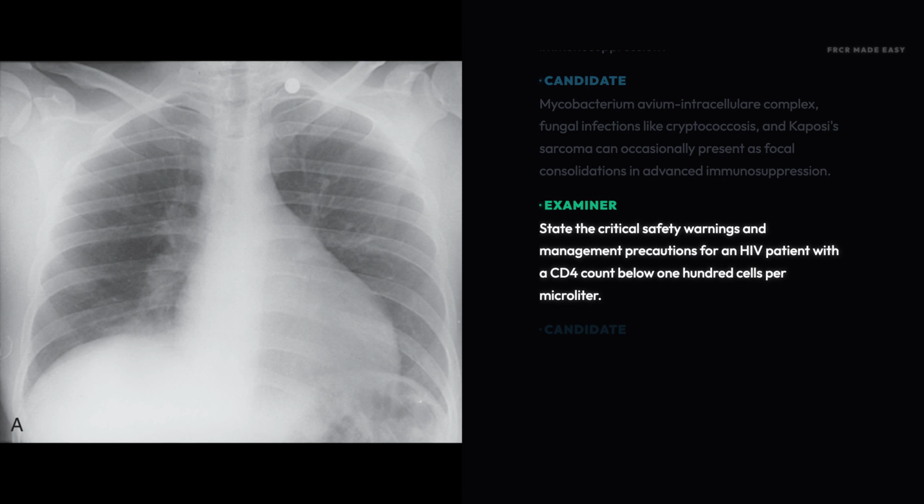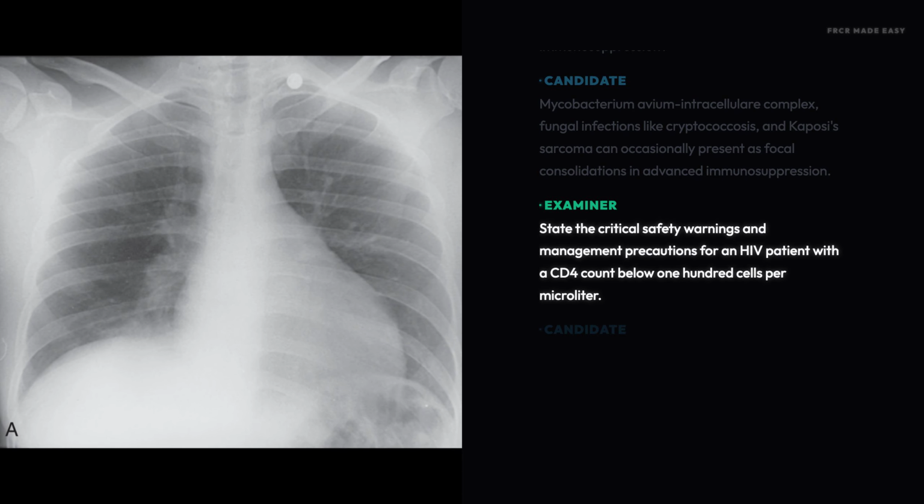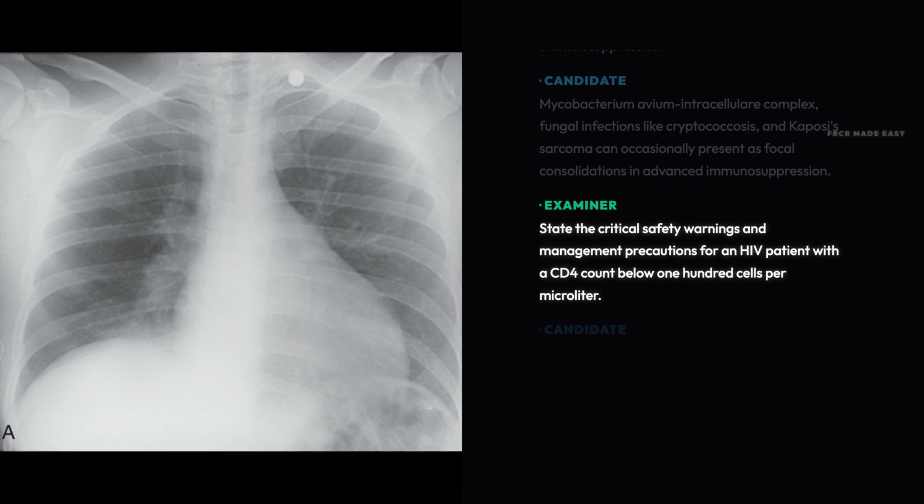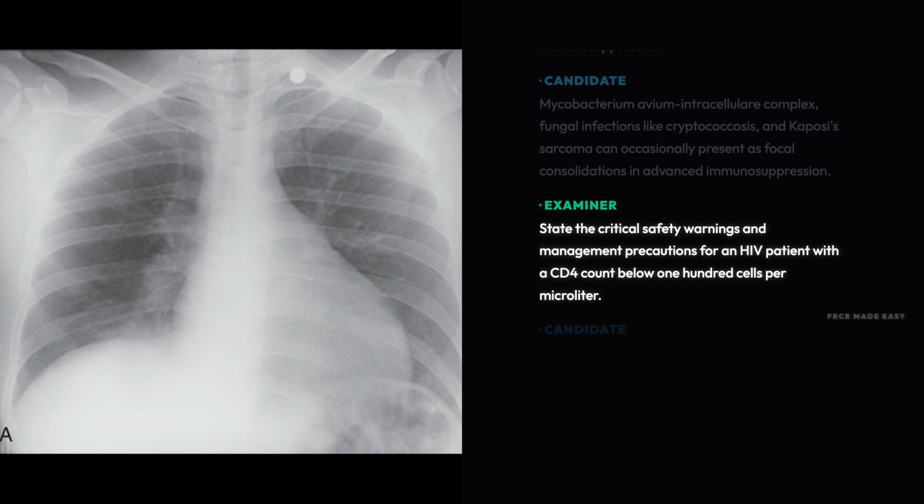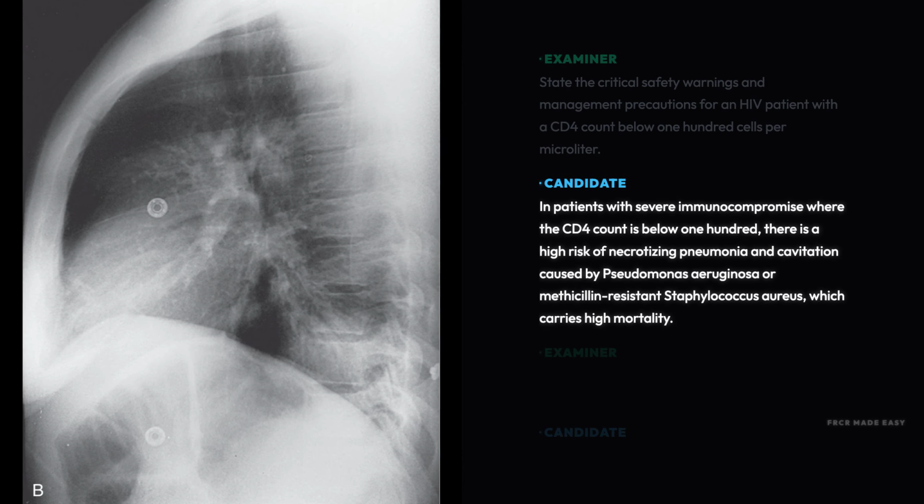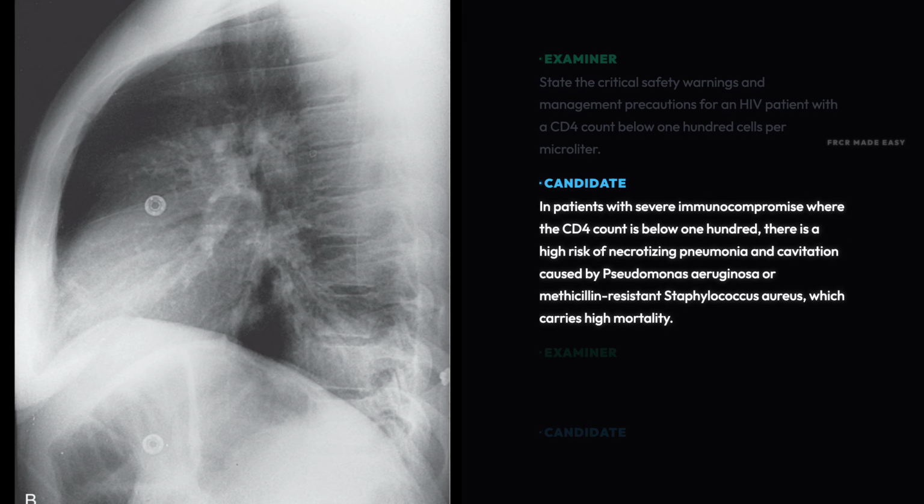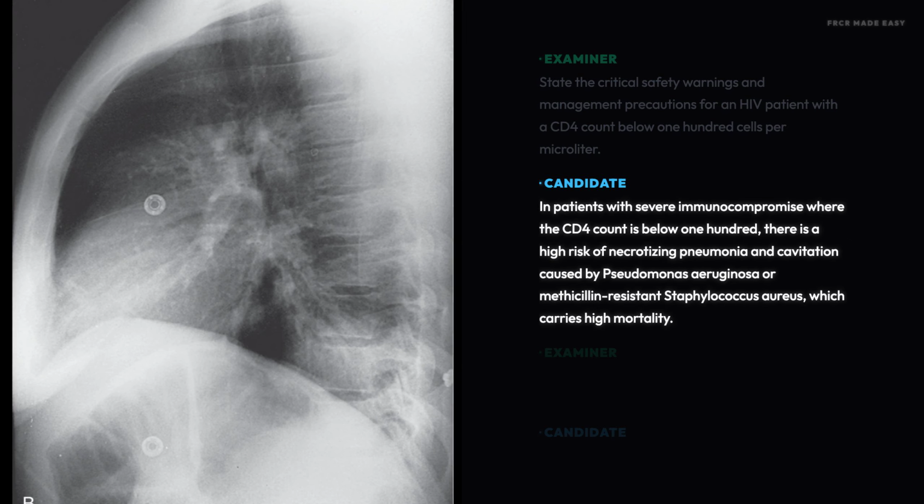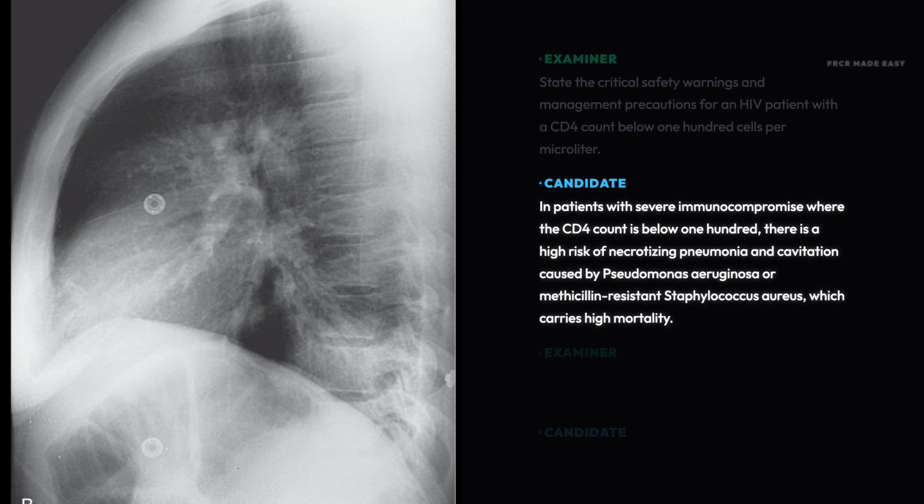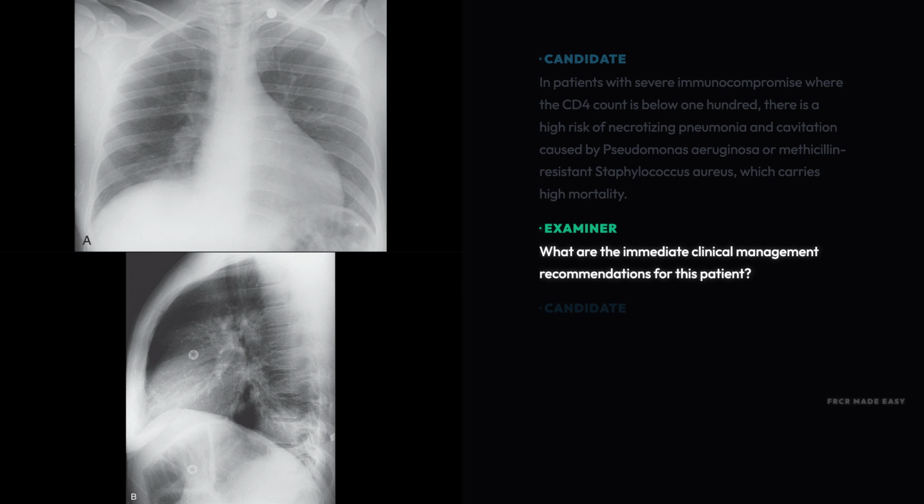State the critical safety warnings and management precautions for an HIV patient with a CD4 count below 100 cells per microliter. In patients with severe immunocompromise where the CD4 count is below 100, there is a high risk of necrotizing pneumonia and cavitation caused by Pseudomonas aeruginosa or methicillin-resistant Staphylococcus aureus, which carries high mortality. What are the immediate clinical management recommendations for this patient?